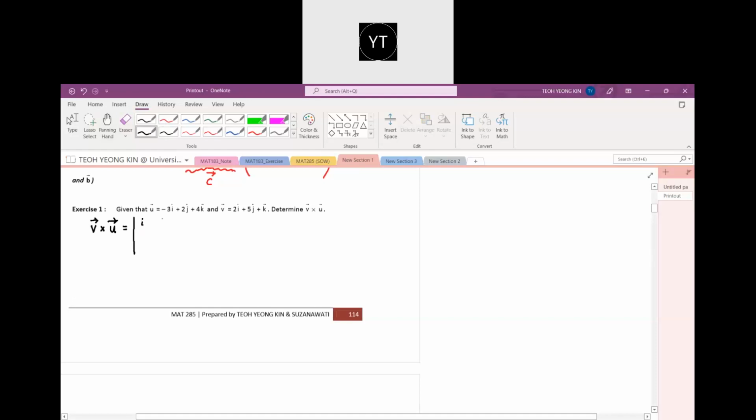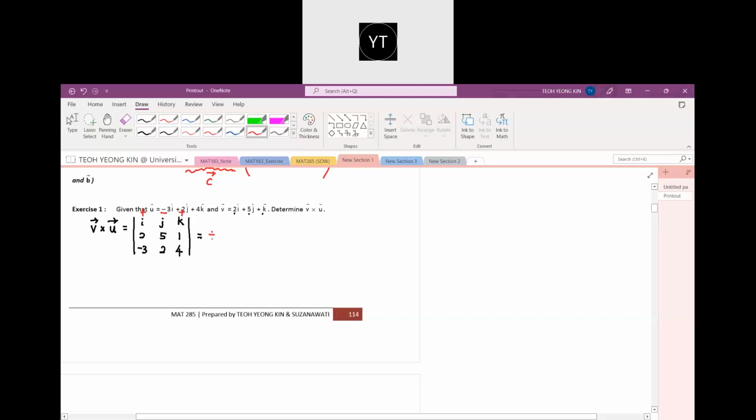First is i, j, and k. Since we start with the vector v, kita mula dengan v dulu. So kita letak v dulu, which is 2, 5, and 1. You can see it, this is 2, 5, and 1. Then the second row is negative 3, 2, and positive 4. So this is equals to, don't forget, here is positive, negative, positive.